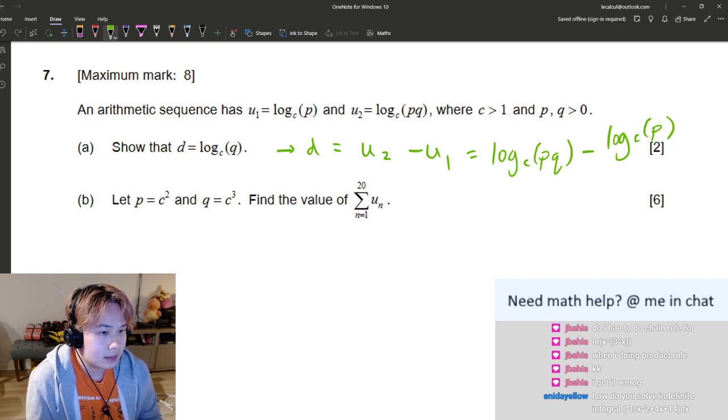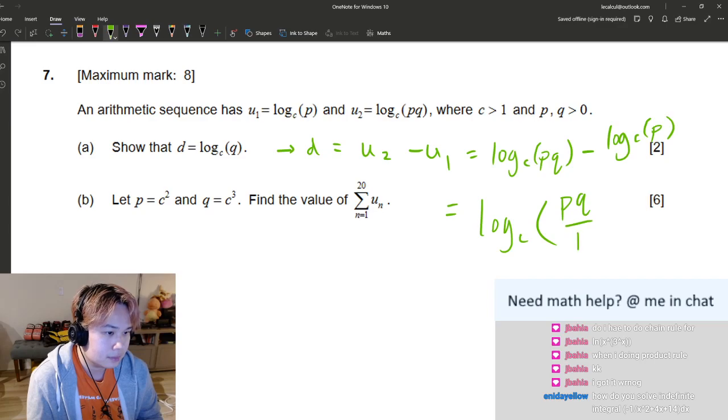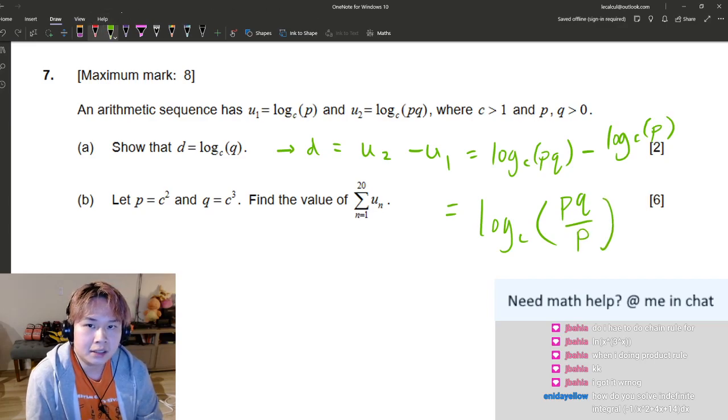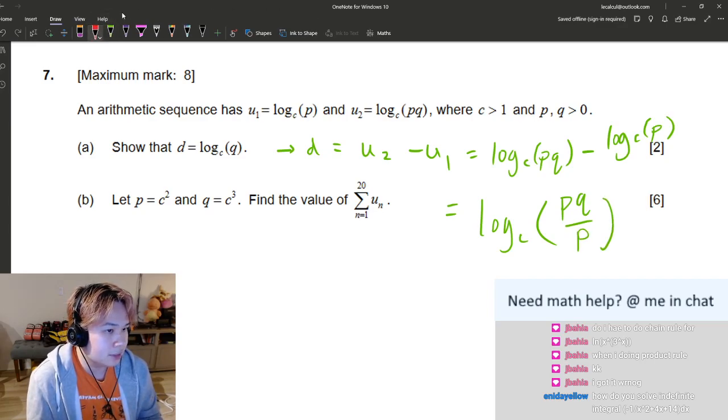And then we can use log rules. So we have a subtraction of two logs of the same base, so then we can divide them inside a single log. And because p isn't 0, they tell you it's not 0, these cancel out. So there you go. You've shown that the difference is just log c of q.